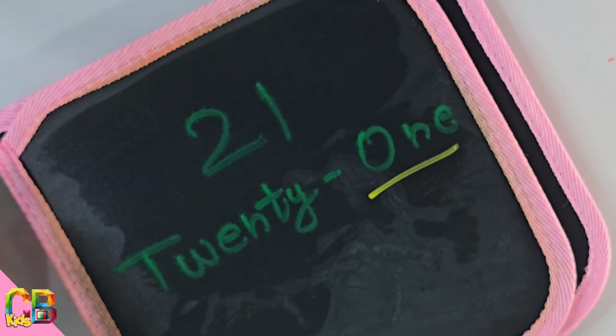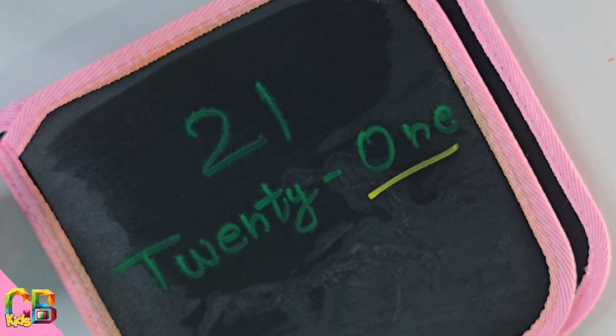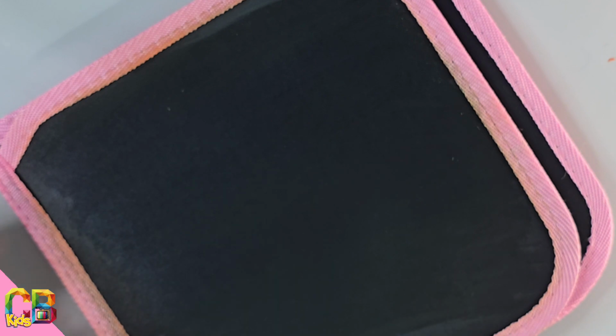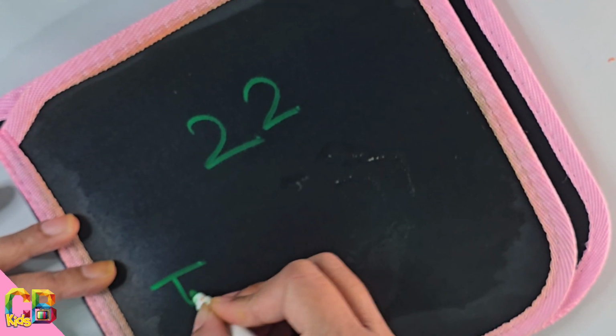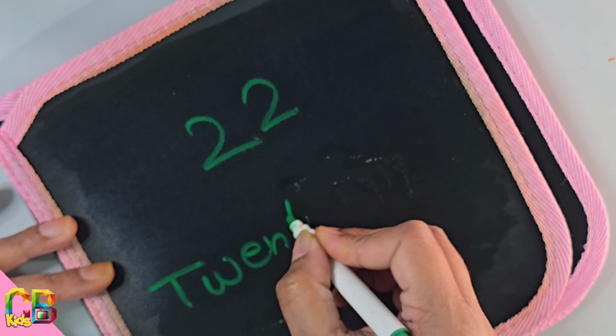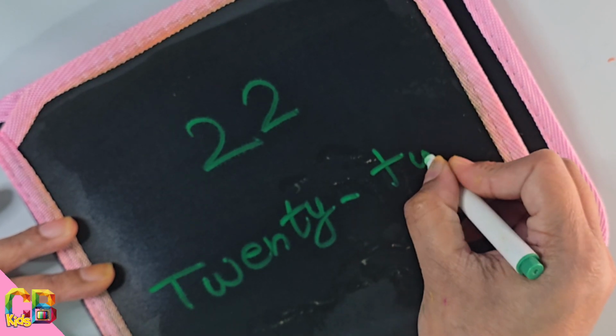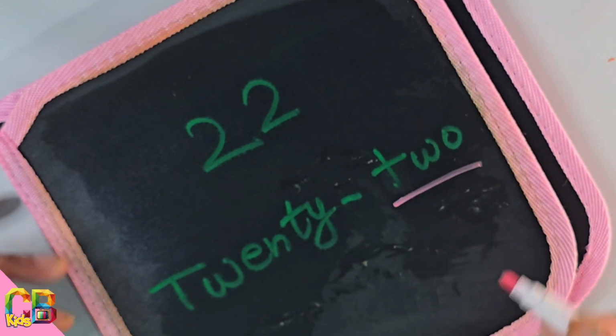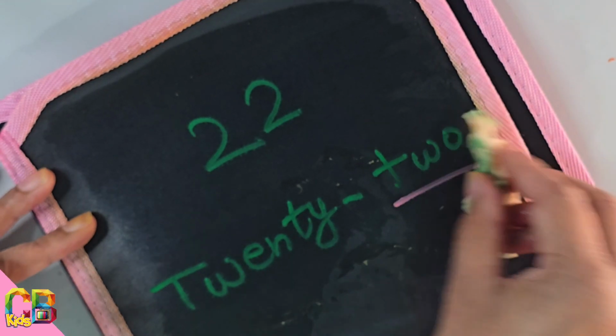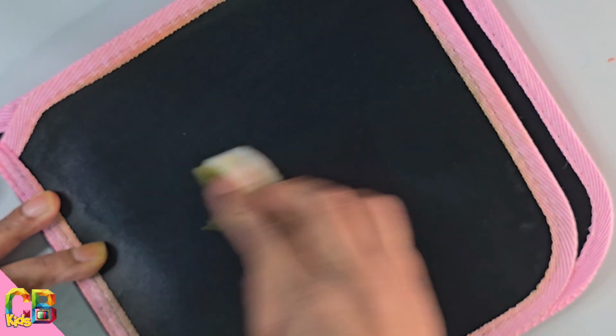Okay, now let's move to another number which is going to be 22. 2 and 2, 22. TWENTY, 20, TWO, 2, 22.